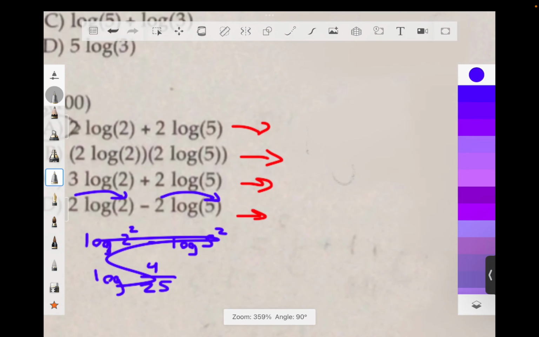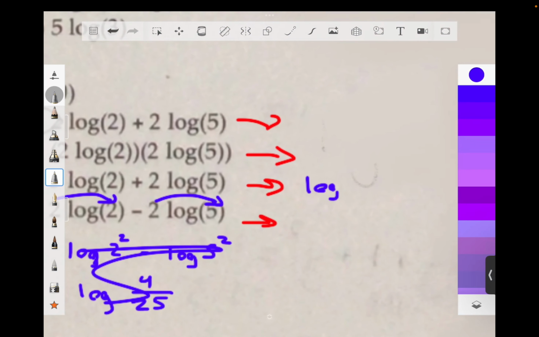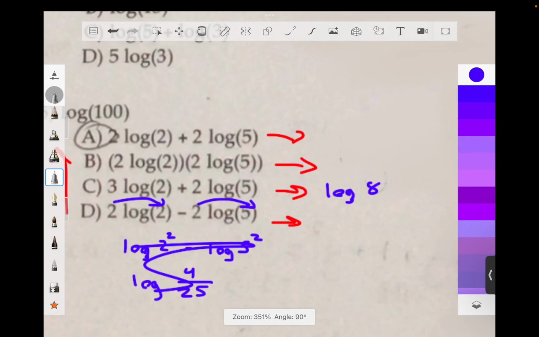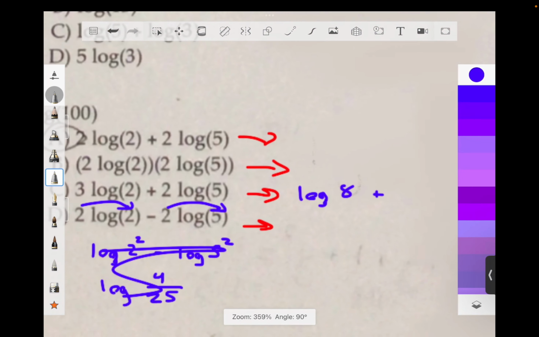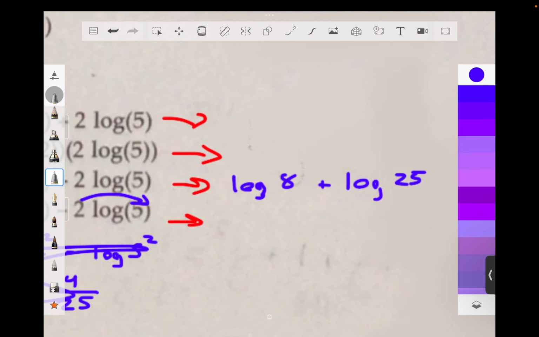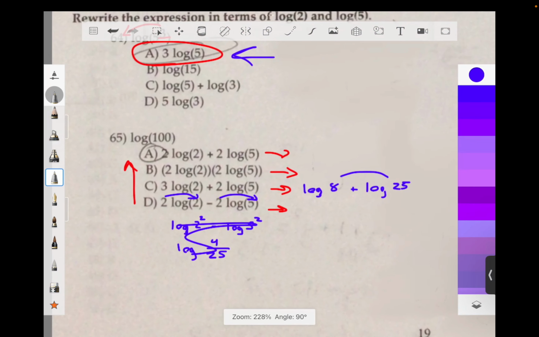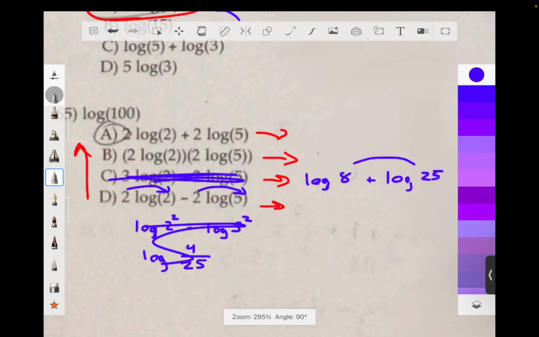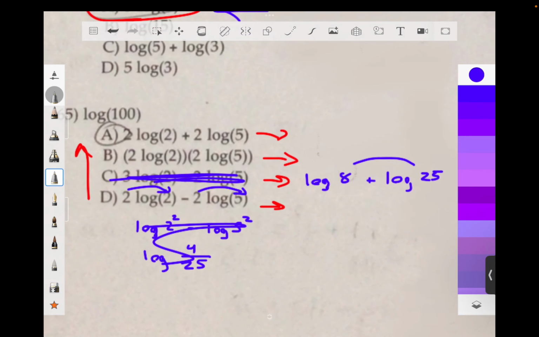So let's do C. It's saying log of 2 cubed, which is 2, 4, 8. So log of 8 plus log of 5 squared, which is 25. And then since these are adding, you multiply these together. 8 times 25 is not 100. That's 200, so it can't be this one. When multiplying logs, it's completely different, so you might want to just skip over that one.